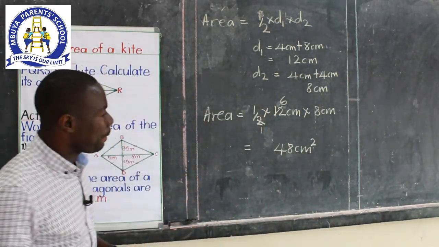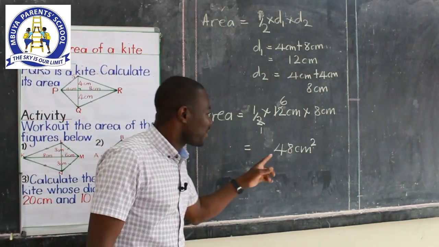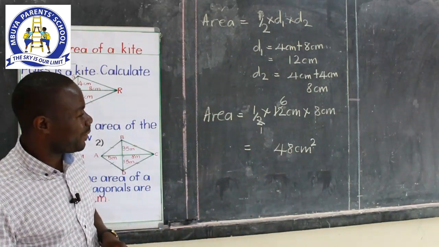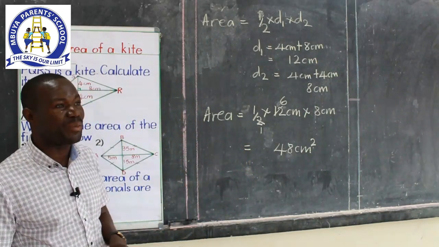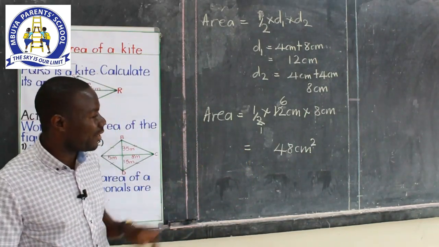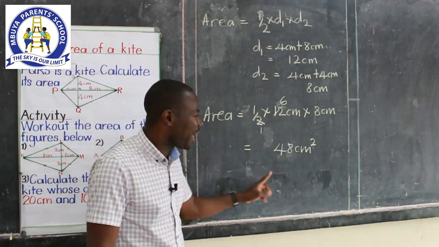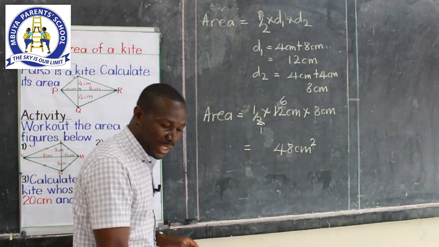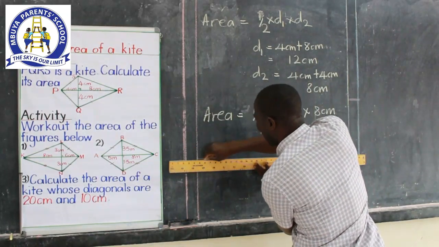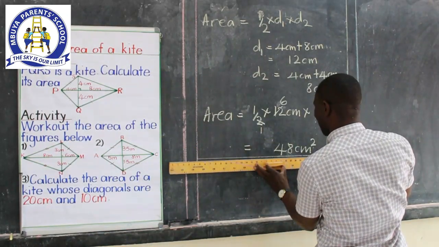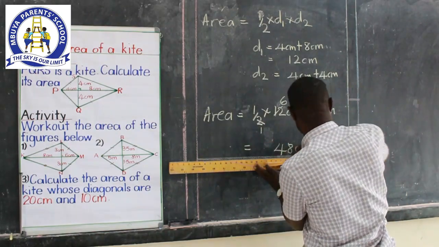You hear me saying 48 square centimeters, because when you're writing square centimeters, we begin with the word square. That's why it's correctly read as square centimeters. So we shall underline our answer properly, with two lines together for neatness.